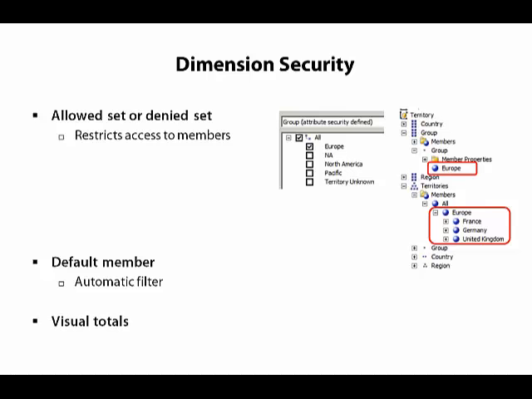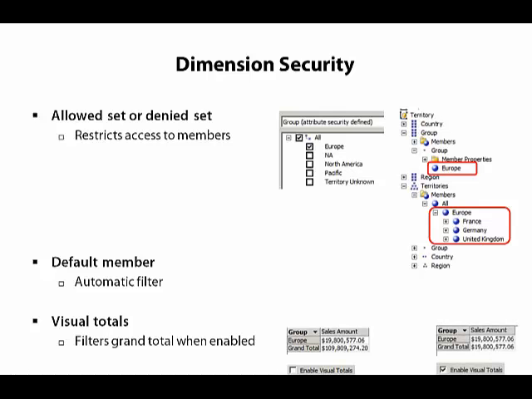We also have the ability to enable visual totals. When visual totals are enabled, the grand total gets filtered. So for example, when visual totals are not enabled, and we have dimension security restricting the user to Europe alone, we can see the sales for Europe, but we can also see the grand total sales for all groups. Whereas if we enable visual totals, then the grand total is restricted to the sum of the members that the user can see. In this case, the grand total equals the sales amount for Europe.